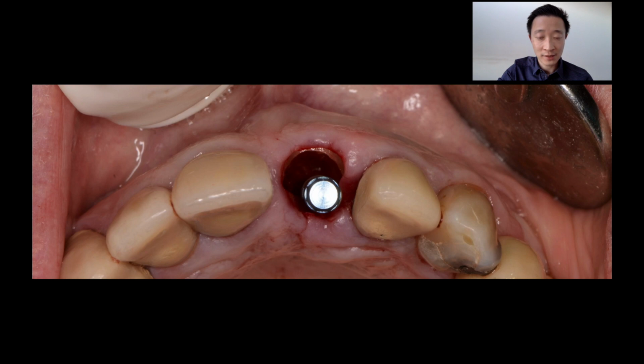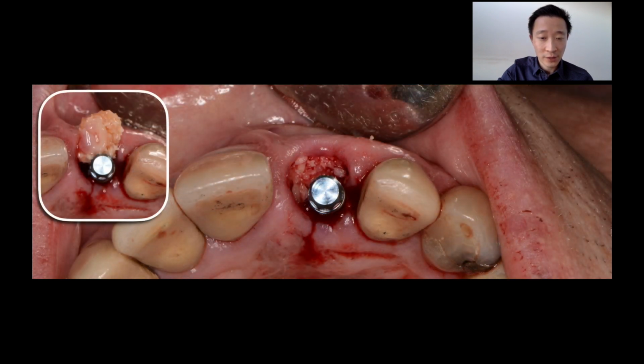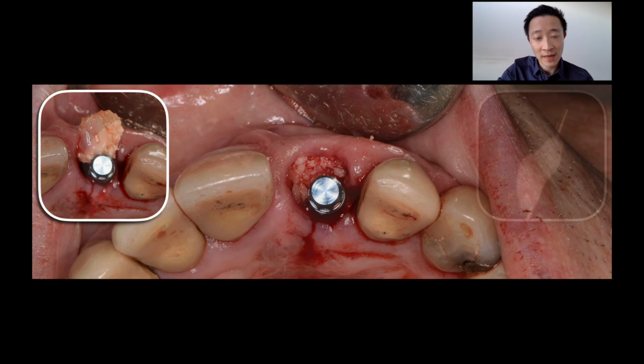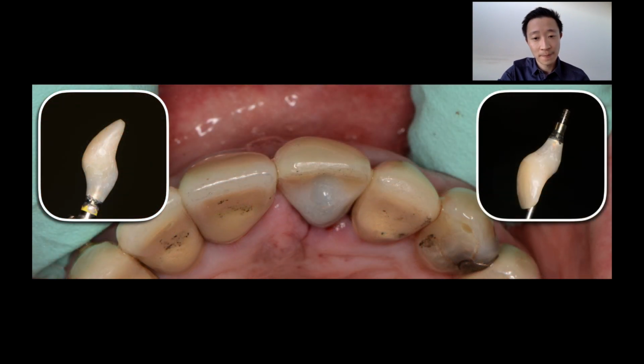Implant is placed. This is a Straumann SLA BLT implant. And we use sticky bone to pack the area of the jump gap. Even though it's a narrow jump gap, I believe that packing it is going to give us a better result.